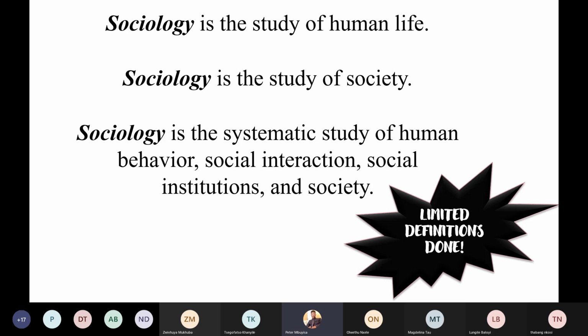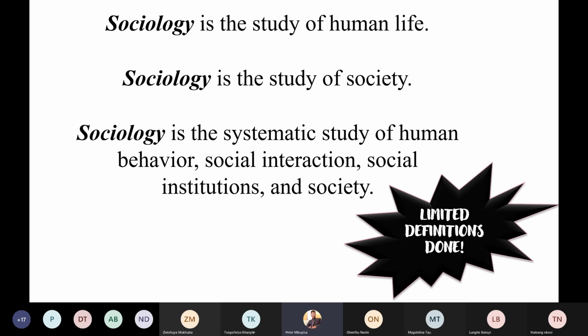And you might be expected, by the way, to write an essay on defining sociology. So you need to know this. But in the essay, you'll be expected to give us an extended definition of what sociology is. So I think that's an aspect that we need to cover today. Extended definition of what sociology is.